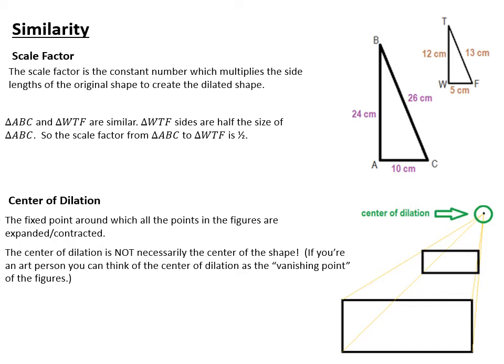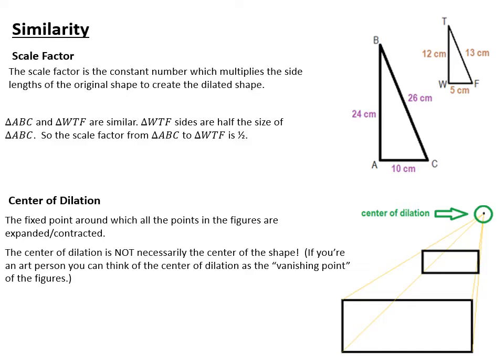Triangle ABC and triangle WTF are similar. WTF's sides are half the size of triangle ABC. So the scale factor from triangle ABC to triangle WTF is 1/2. If I wanted to go the other way, from triangle WTF to triangle ABC, the scale factor would be 2, because I would have to multiply all the sides in triangle WTF by 2 to get the side lengths in triangle ABC.